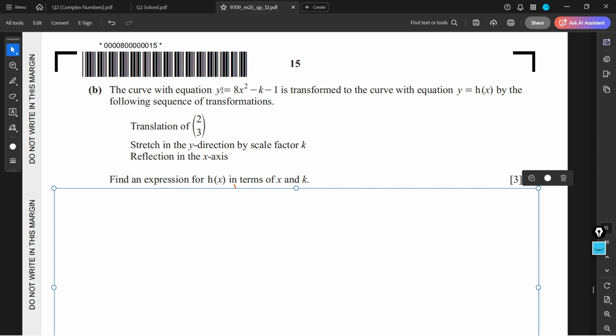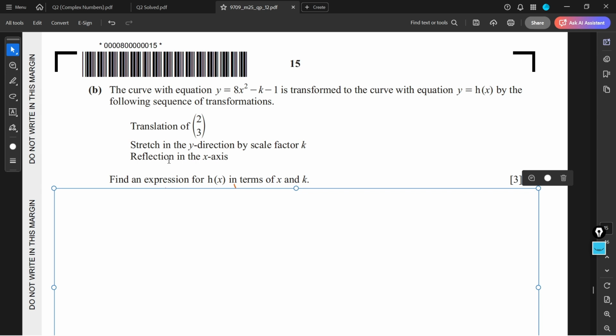We have this equation of the curve, which is now transformed to another equation y is equal to h of x by following a sequence of these given transformations. First of all, we have a translation of 2 and 3. Then there is a stretch factor of k with respect to the y-axis. And then there is also the reflection in the x-axis.